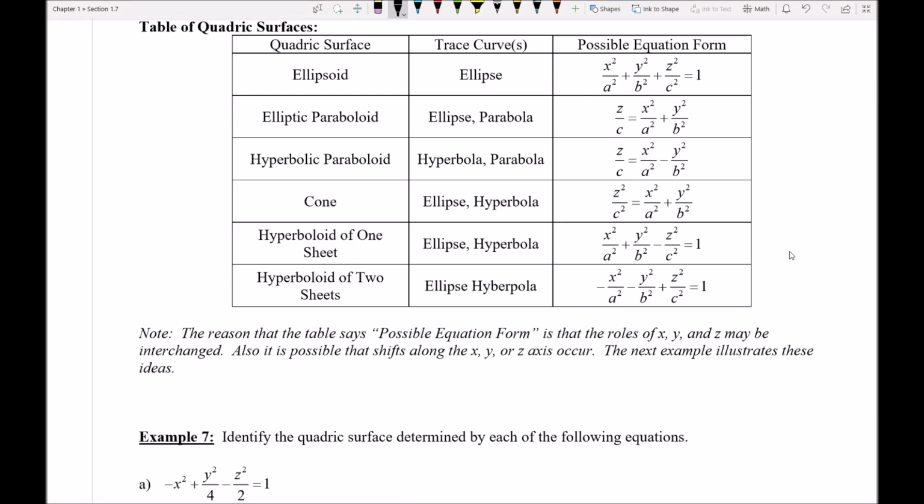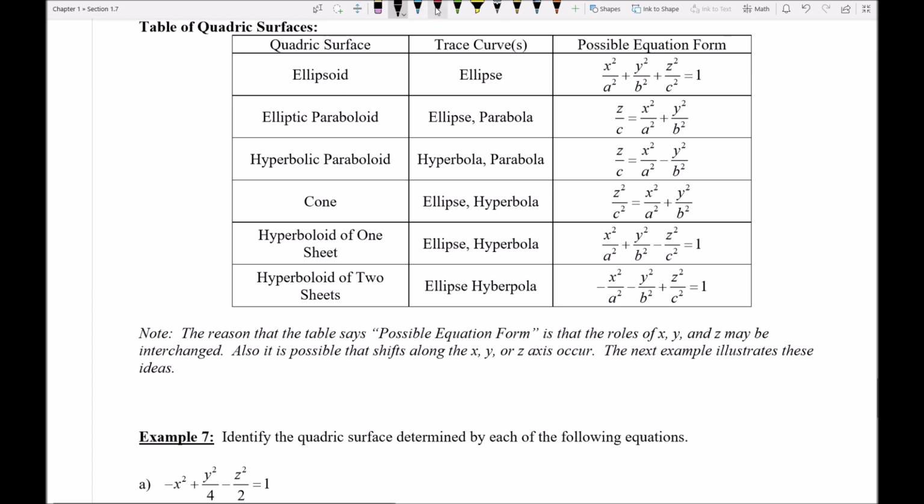Okay, well, in this video, we're going to be taking a look at this table here that acts as a summary of all the different things that we've seen in this section. Now, right off the bat, you'll notice that in this table, I include some possible equation forms for the different quadric surfaces that we've talked about.